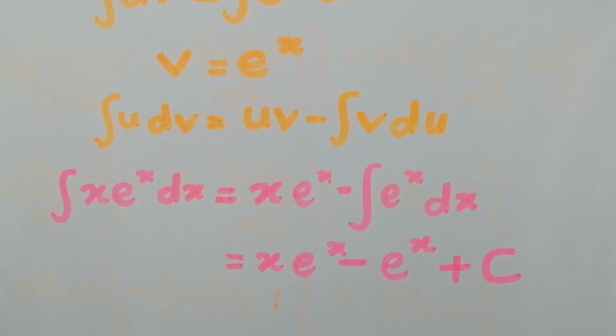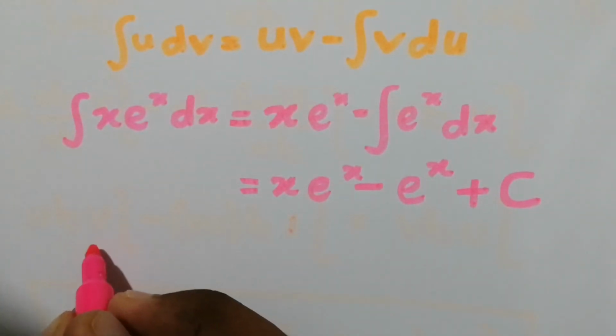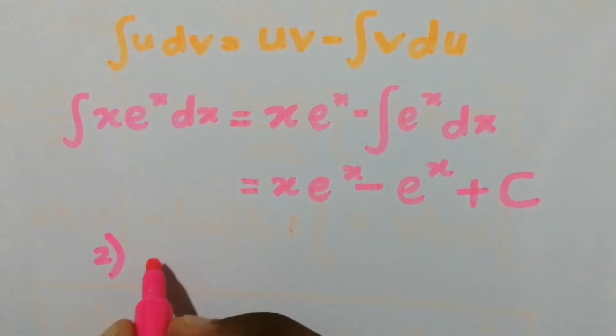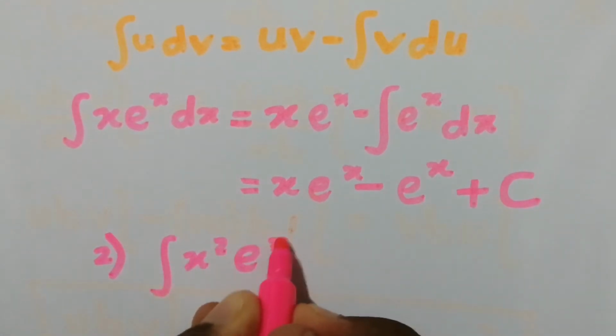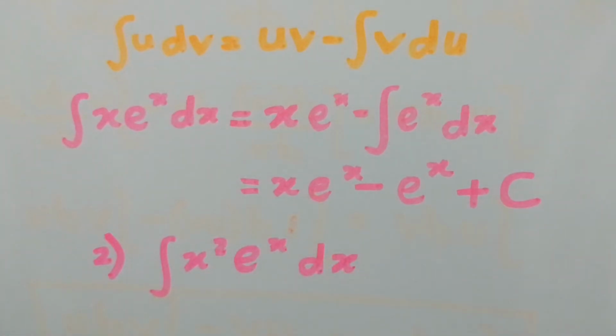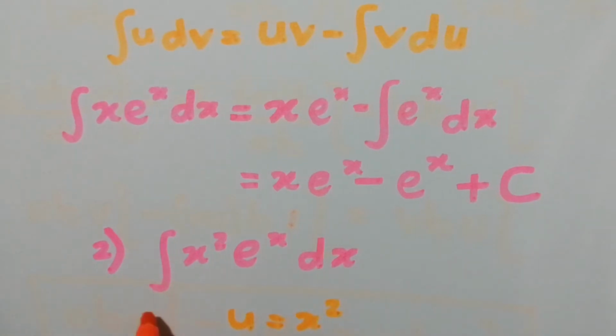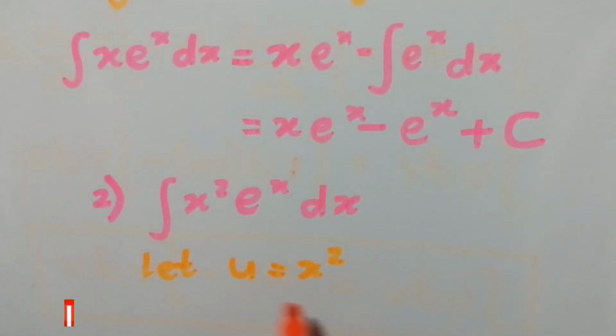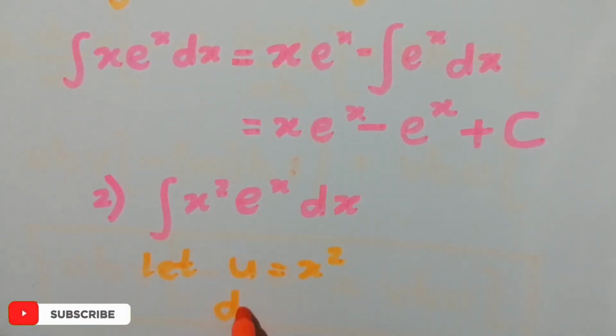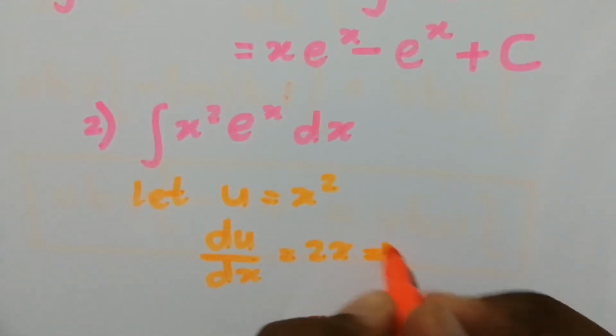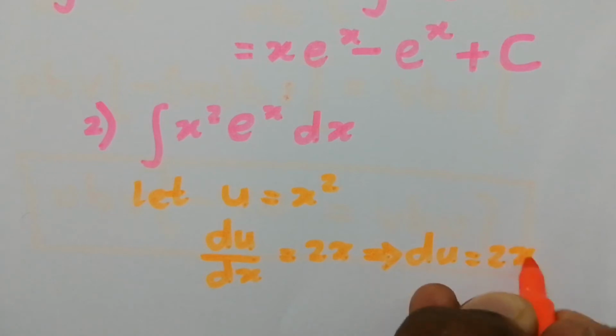I am taking another example. Here is the second one: integral x squared e^x dx. Now, in a similar way, I am going to take u as x squared. Let u equal x squared. Then let's differentiate this one. Then we have du upon dx equals 2x. From this we can write du equals 2x dx.